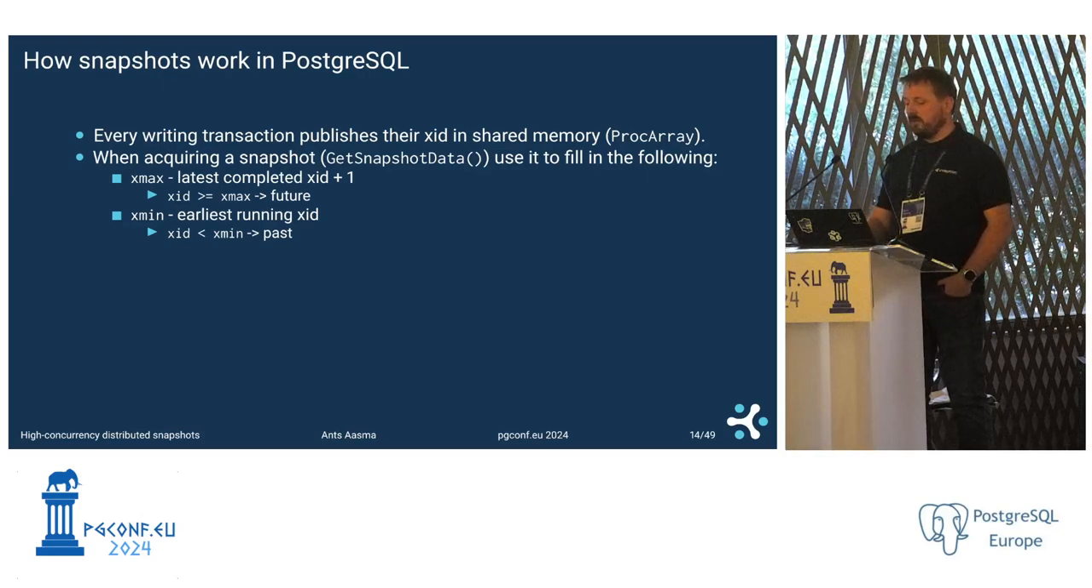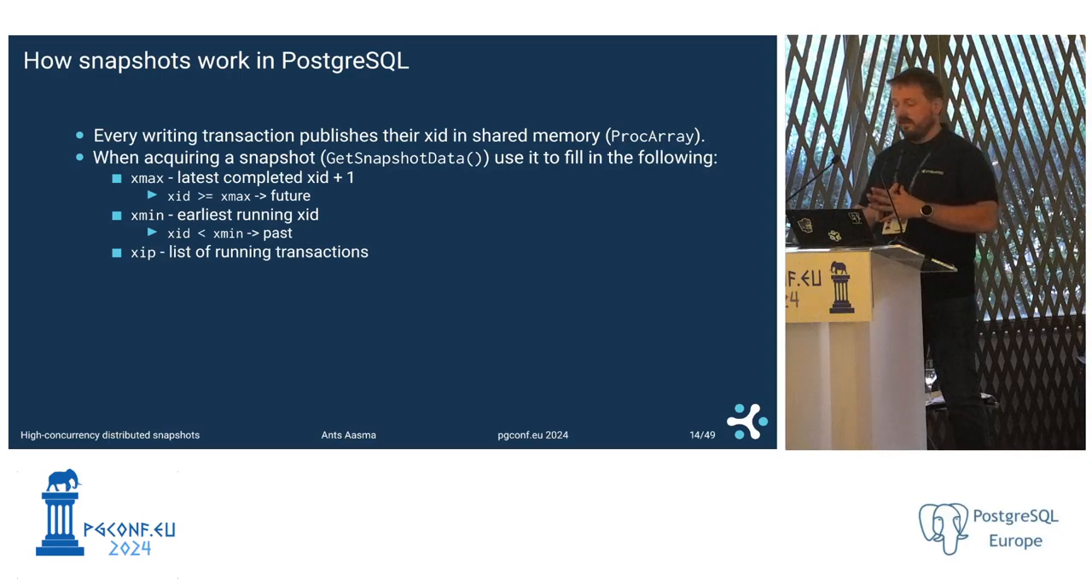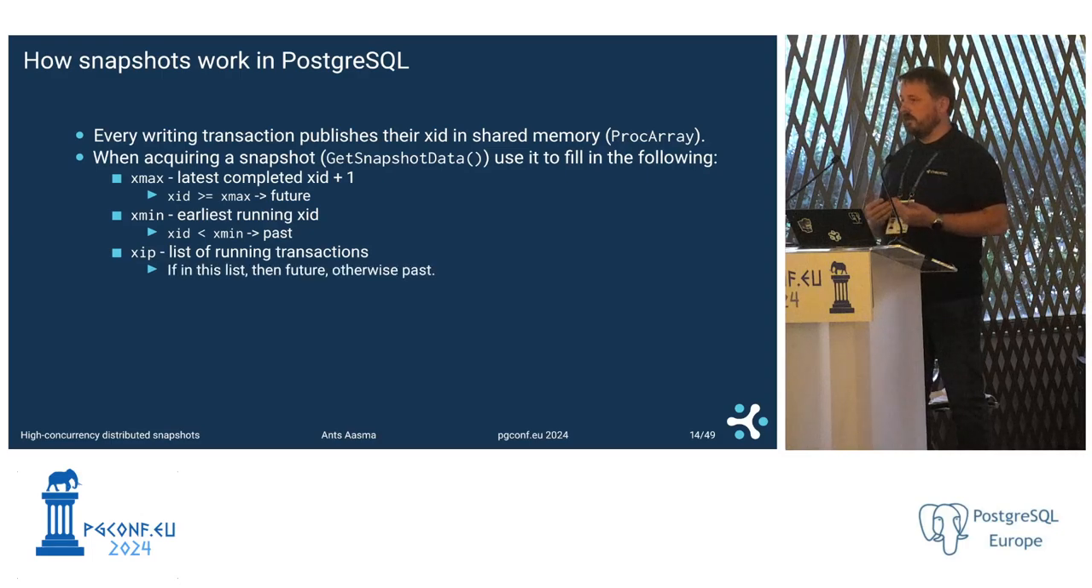Between this xmin and xmax, there is a range where we need to figure out which ones were concurrent with our snapshots. And this is done using a list of running transactions, which is stored in the XIP field in the snapshot. And the way we determine is this visible or not, is this completed or not, is we check if the transaction ID we are looking at is in this list. If it's in this list, it was running, meaning it didn't complete yet. If it's not in this list, it must have committed, because the transaction IDs don't disappear into thin air. So we handed it out and it's no longer running, meaning done.